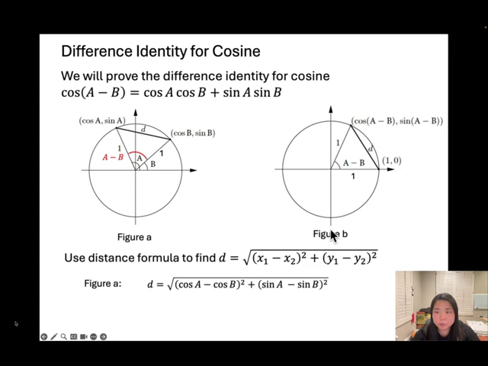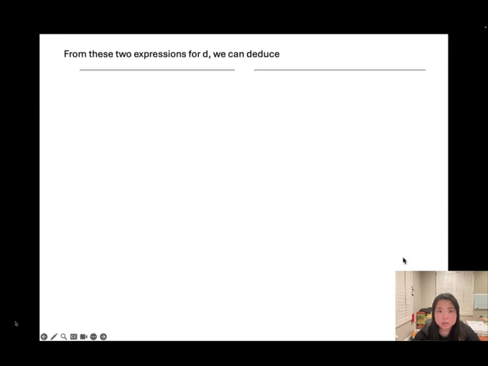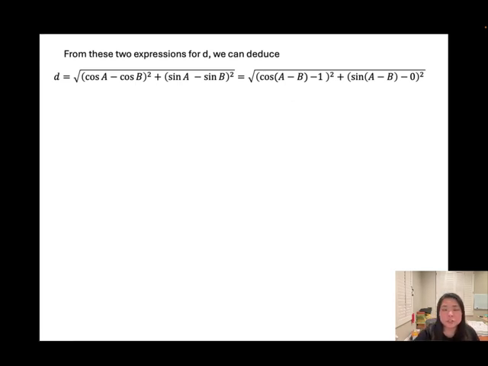And then for figure B, we do the same thing. This time we use the coordinates with 1 and 0 and plug into this formula. Since both distances are equal to D, these two expressions are equal to each other. Now I'm going to simplify. First, I'm going to square both sides to get out of the square root.